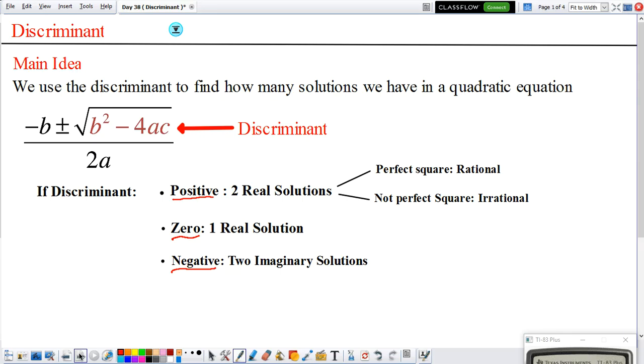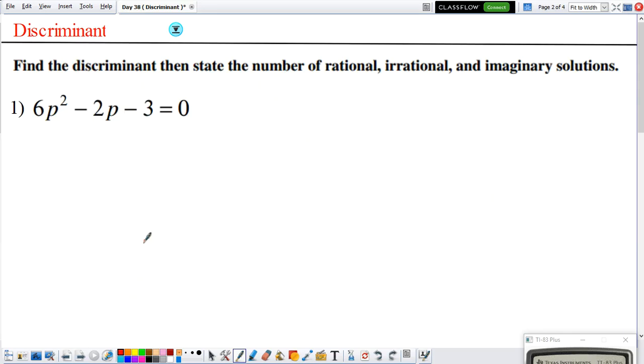Okay, so let's just do some examples here. Again, let's find the discriminant, and let's see if we have rational, irrational, or imaginary solutions. Okay, so again, the discriminant is equal to just b squared minus 4ac. That is the discriminant.